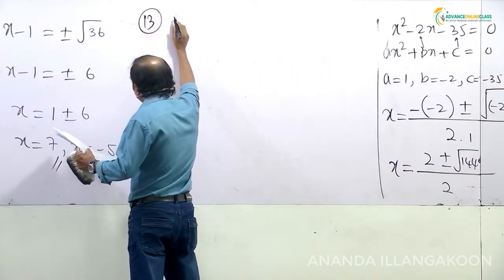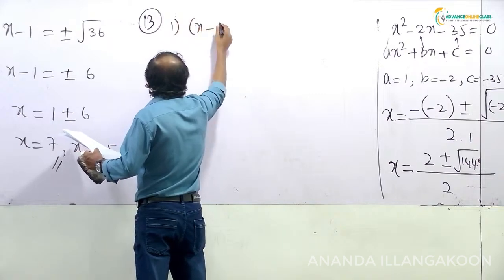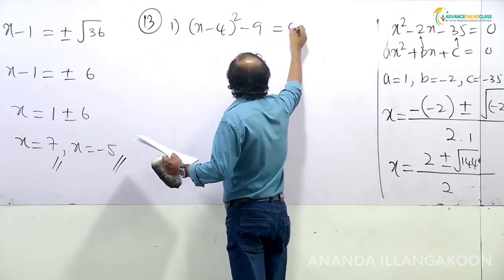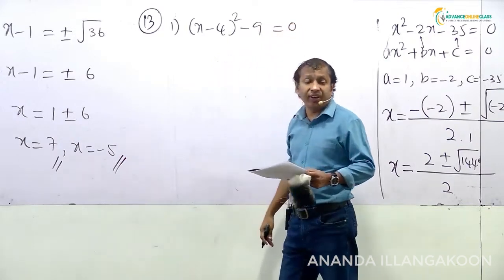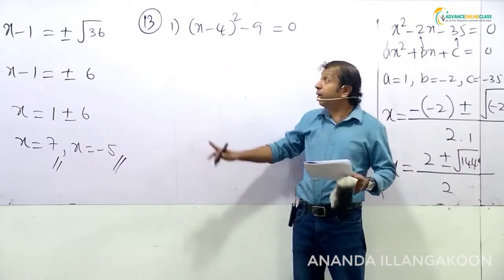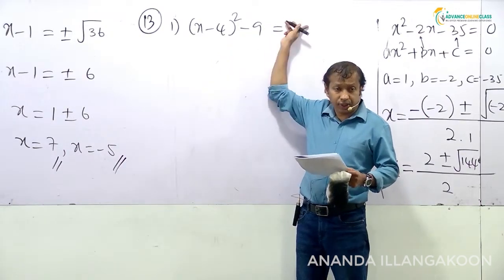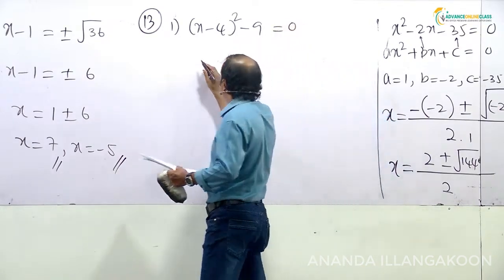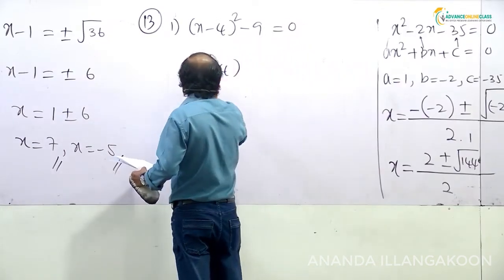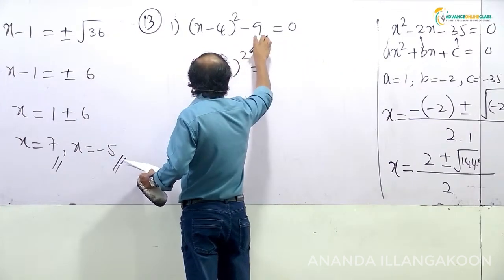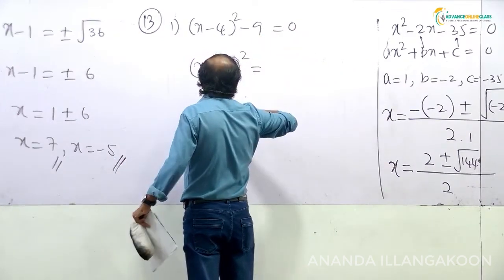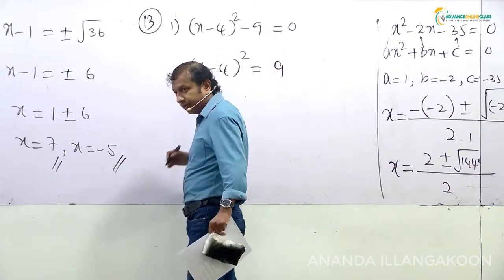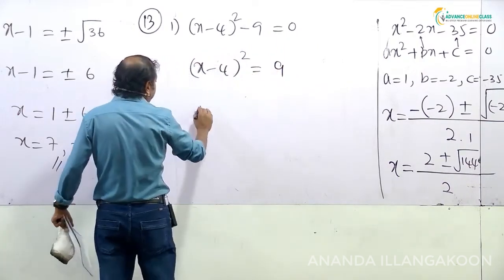We'll take the first one. X minus 4 squared minus 9 equals 0. Can somebody suggest how to find x? First we'll bring minus 9 to the right hand side. That becomes plus 9. Then we get 0 plus 9, that is 9. Now take the square root.